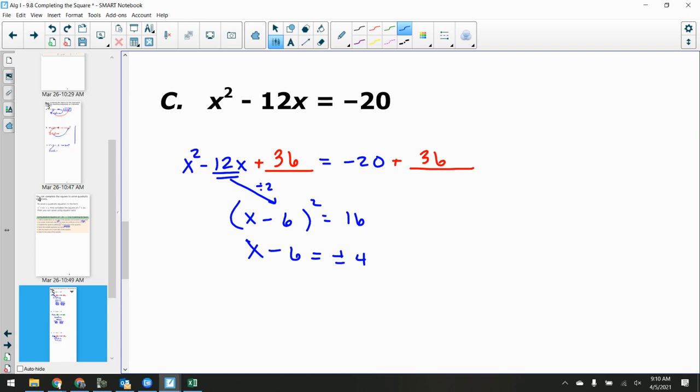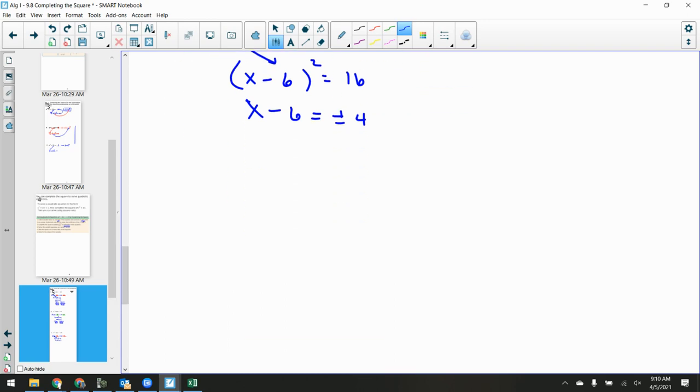At that point, that is where I take the two equations. I have x minus 6 is equal to positive 4. X minus 6 is equal to negative 4. I add the 6. Negative 4 plus 6 is positive 2.